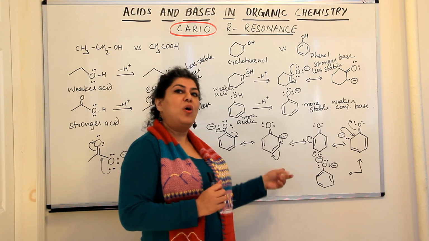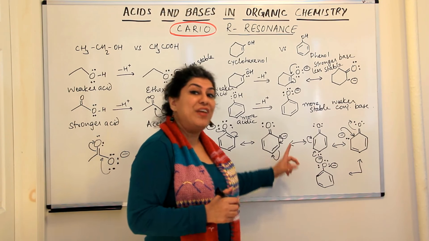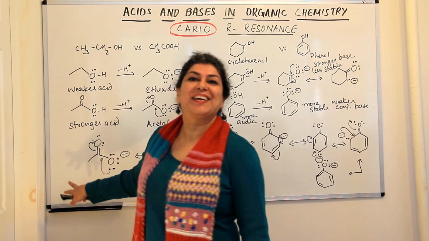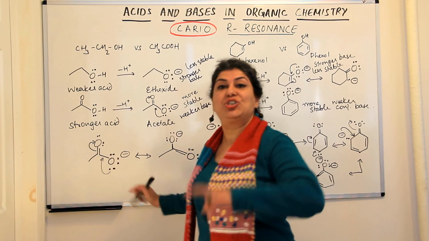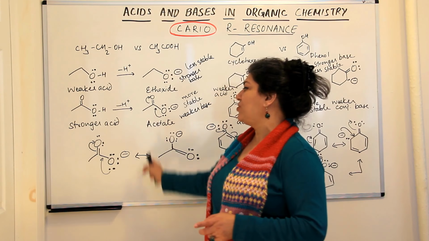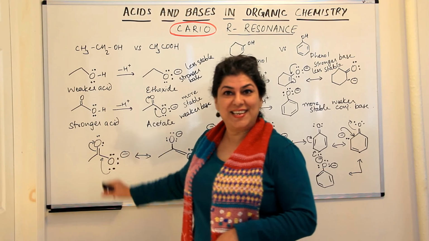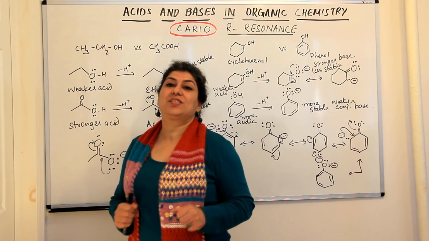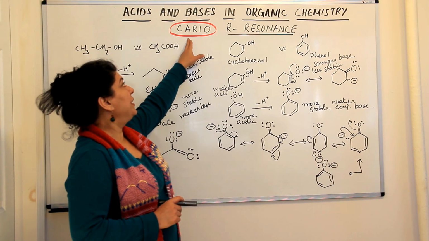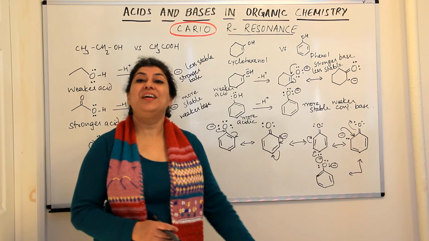So although phenol appears to have a larger number of resonating structures, yet phenol is not as strong an acid as ethanoic acid. Why? Because although it shows only two resonating structures, these resonating structures are more stable because of the presence of a more electronegative atom, oxygen. Right? Interesting, isn't it? So these were the first three steps of CARIO, that is the charge, the atom bearing the charge, and resonance. In the next video, we are going to see inductive effect.